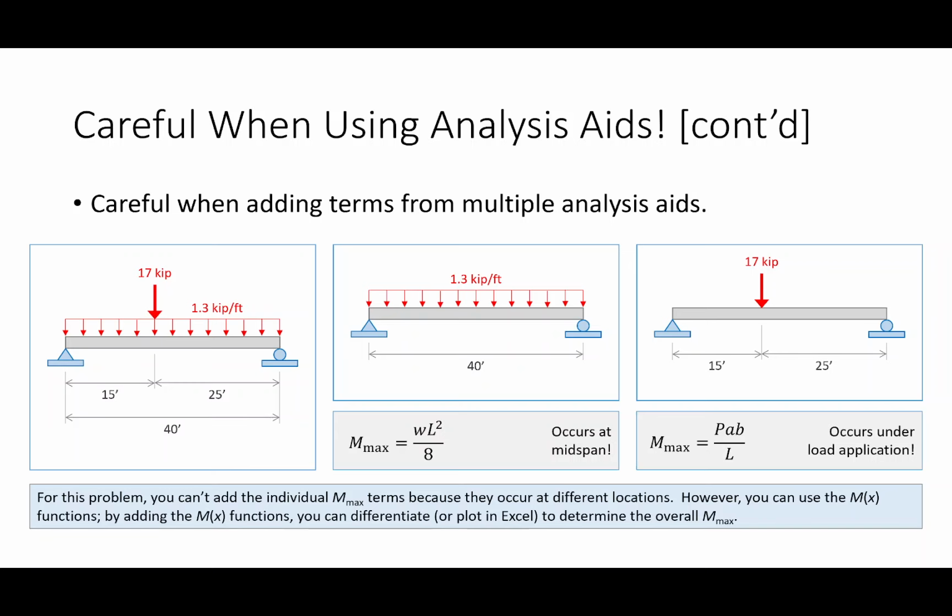That'll work too, okay? But you can't just take this number and add it to this one because they are at different places along the beam. Moment is a function of x, and the x value for these two formulas are different. Okay? Does that make sense? So you just got to be careful with it. All right. Make sense?